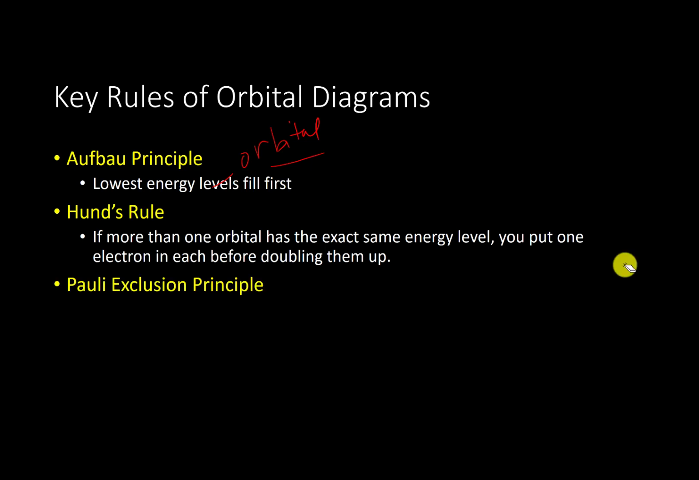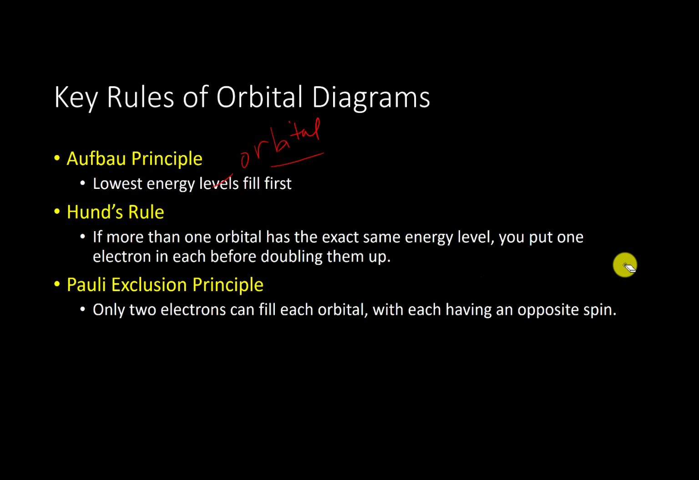Okay, the final principle is the Pauli exclusion principle. And the Pauli exclusion principle essentially says something that you're already aware of, that each orbital can hold only 2 electrons. Okay? And here's the key, each has an opposite spin from the other. So you can think of it as if 1 electron is spinning upward, the other electron is spinning downward. Okay, sometimes they describe that as a positive spin and a negative spin. That's a good way to discuss it.